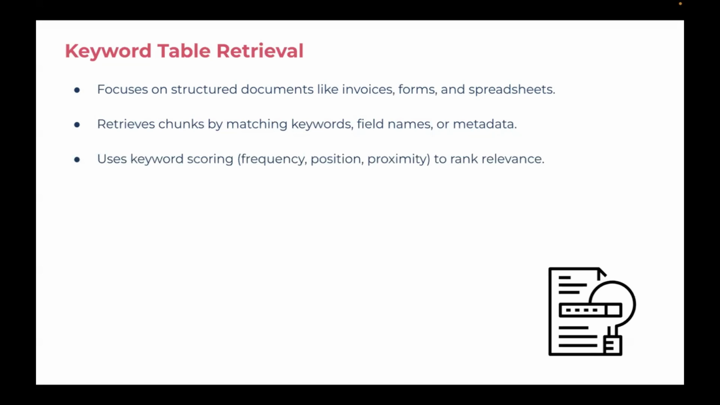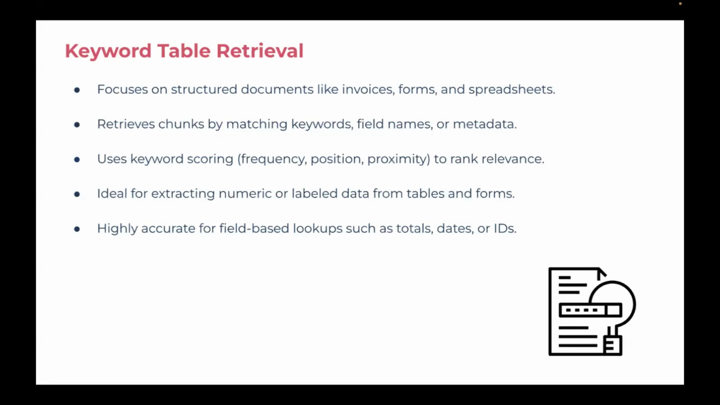For this ranking, as I mentioned, it uses the frequency, it uses various scoring models, like it could take in consideration the frequency, the proximity, the position, and so on. And again, this is ideal for extracting numeric or labeled data from tables and forms. And this is highly accurate, especially when you're looking to perform search or Q&A with specific terms included in the query.